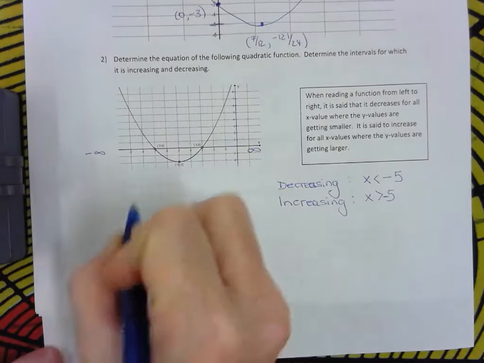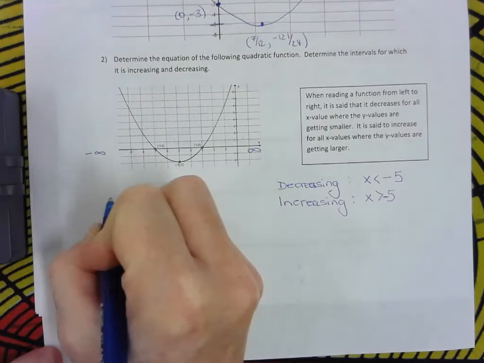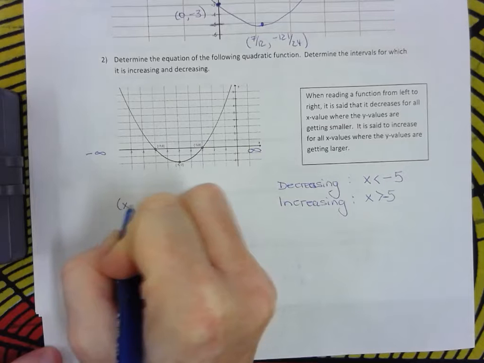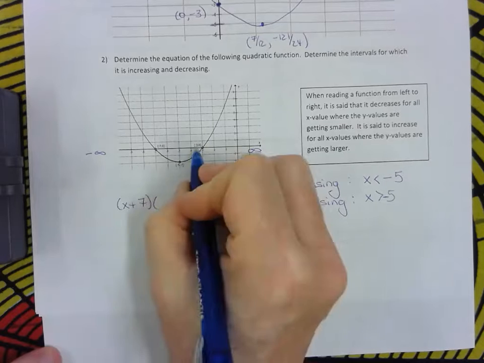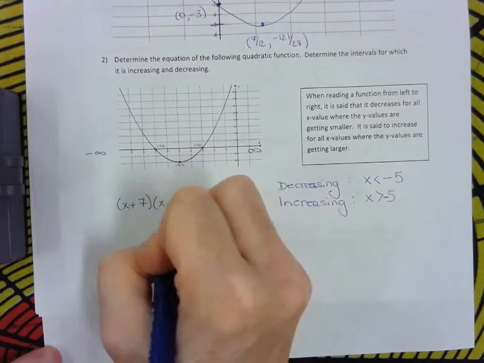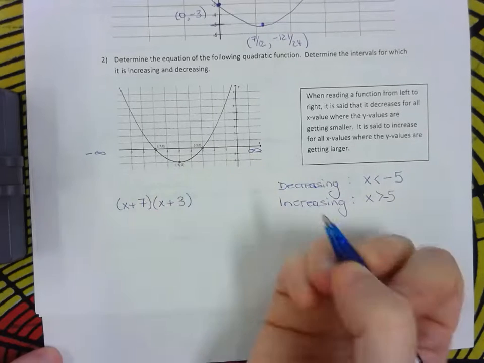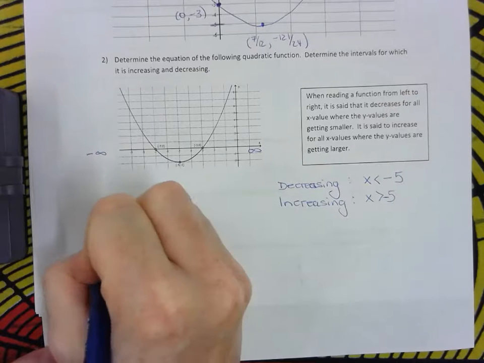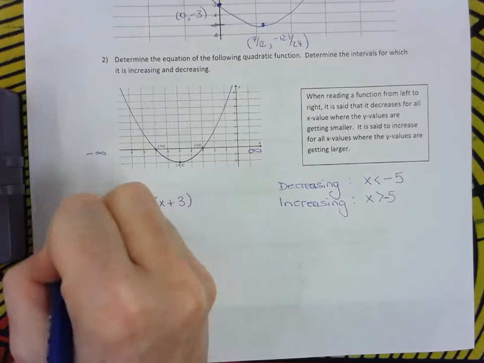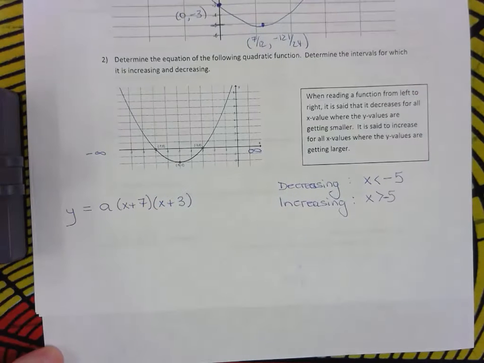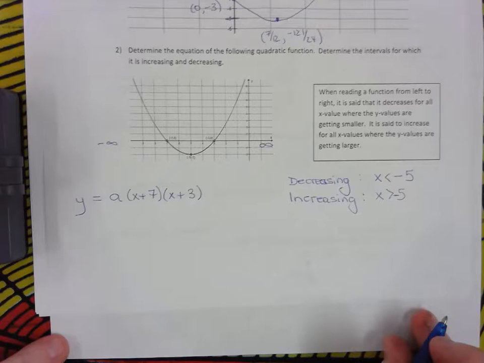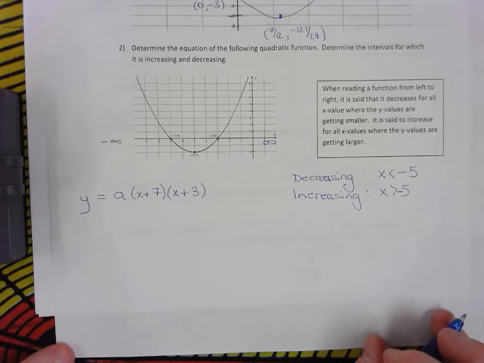So if the x-intercept is negative 7, that means the factor is x plus 7. And if the x-intercept is negative 3, that means the factor is x plus 3. There is some kind of stretch or compression, which we don't know at this point. And then we have y. So y is going to equal a times x plus 7 and x plus 3.